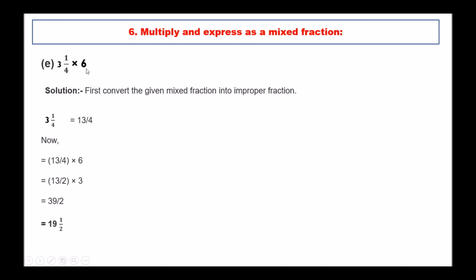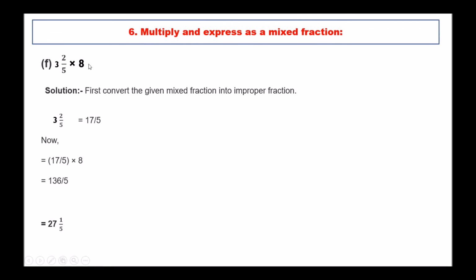3 and 1 by 4 into 6. So 3 and 1 by 4, that is 13 upon 4. 13 upon 4 into 6. So we'll cut 4 and 6, that is 2 and 3. So 13 upon 2 into 3, it is 39 upon 2. So it is 19 and 1 by 2.